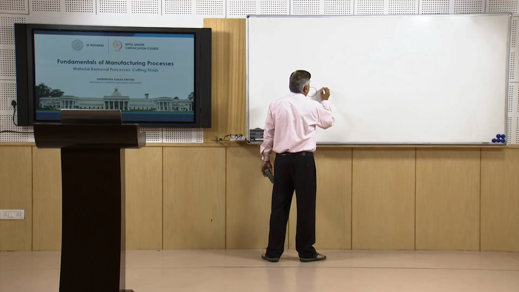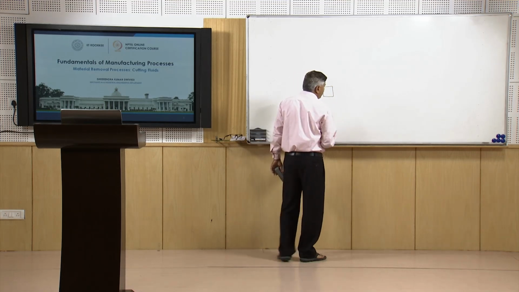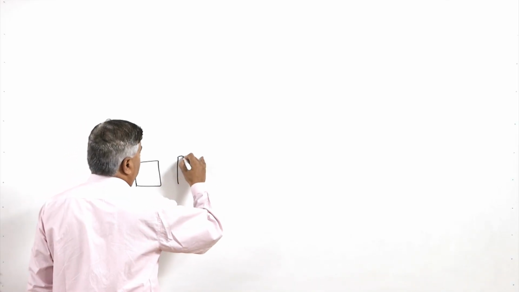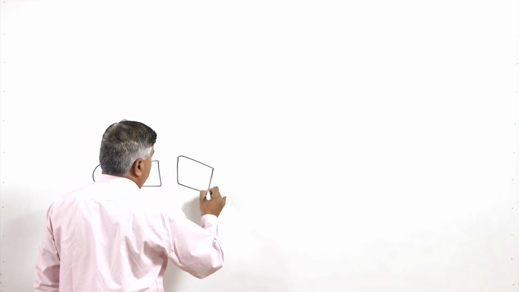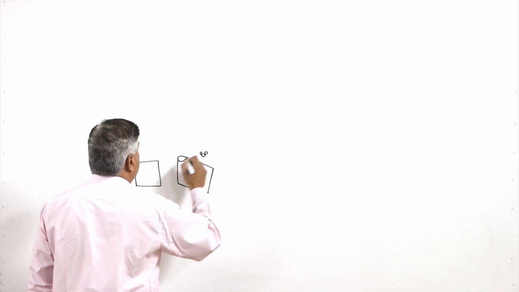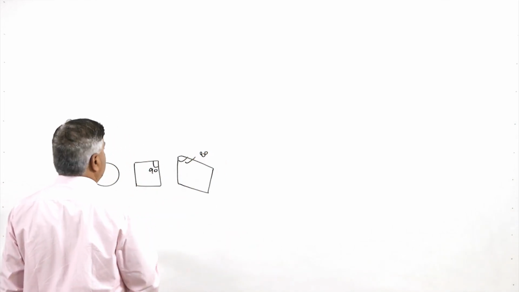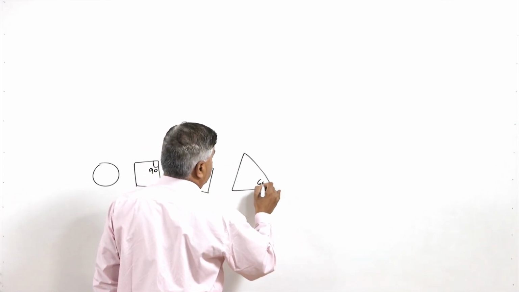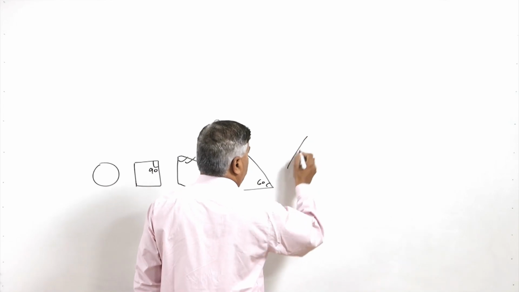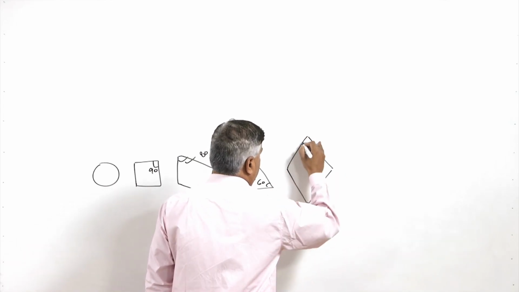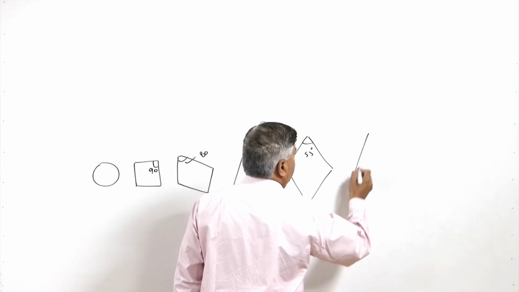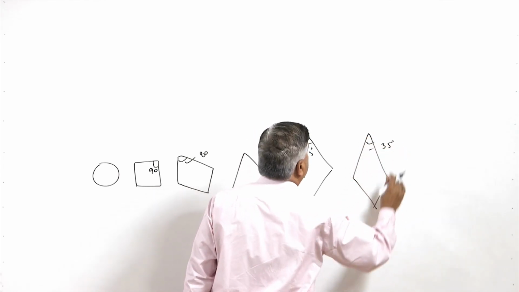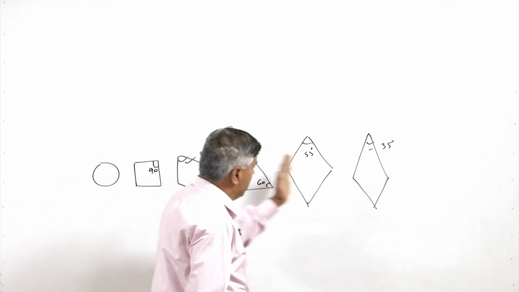Another one wherein the insert will have the cutting edges at 90 degree, then another one wherein the cutting edges are at like 80 degree. So, this included angle is 80 degree, this angle is 90 degree, and then another insert is having the included angle 60 degree, then we may have 55 degree, like this, or even 35 degree like this.